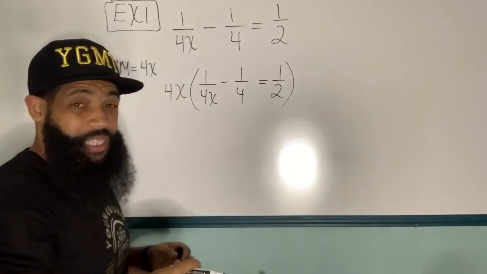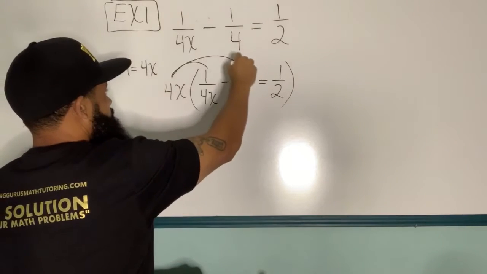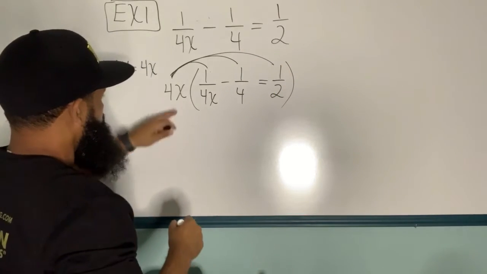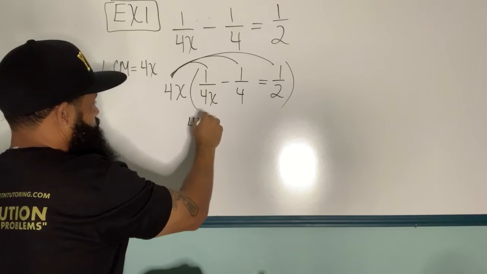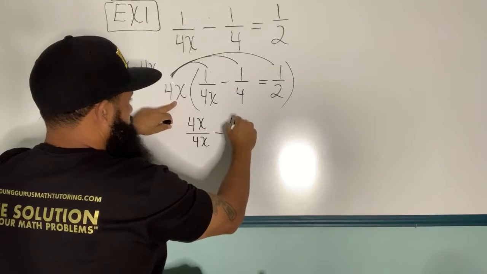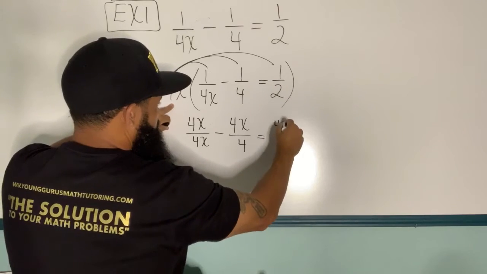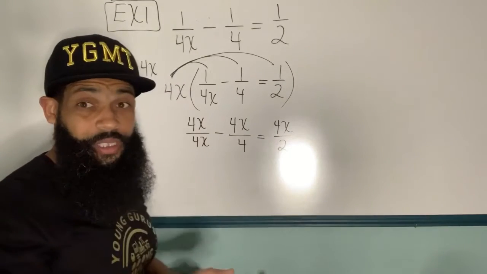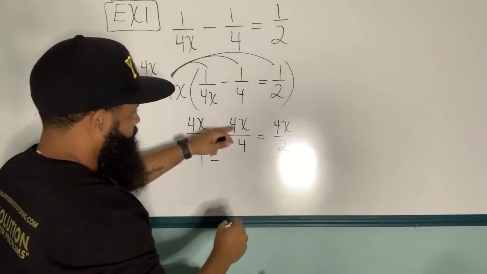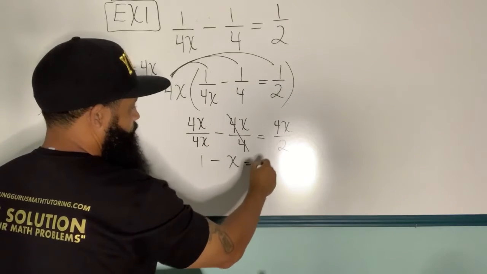All right. Now, for the sake of time and space, I'm going to multiply all three of these by this term, as if we're using the distributive property. So 4x times 1 over 4x gives me 4x over 4x. Minus 4x times 1/4 gives me 4x over 4. And then 4x times 1/2 gives me 4x over 2. Now we're just going to simplify those three fractions. Well, 4x over 4x is 1. And then minus, here the 4's can cancel. So boom, we're just left with x. And then 4 divided by 2 is 2.